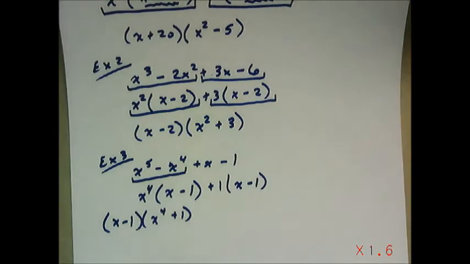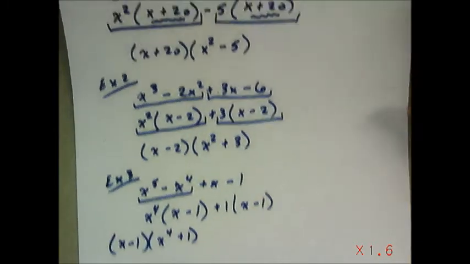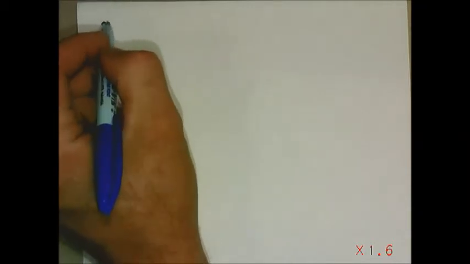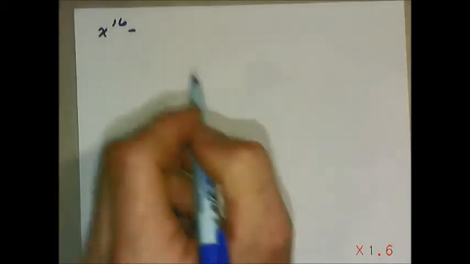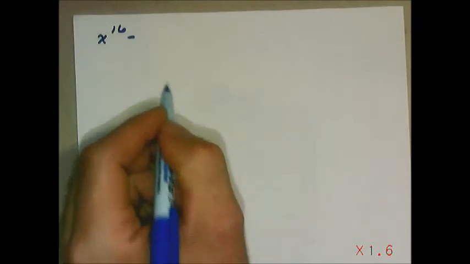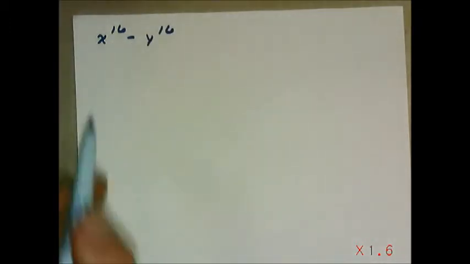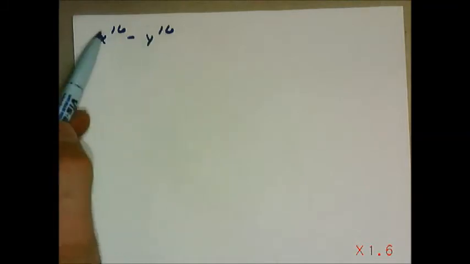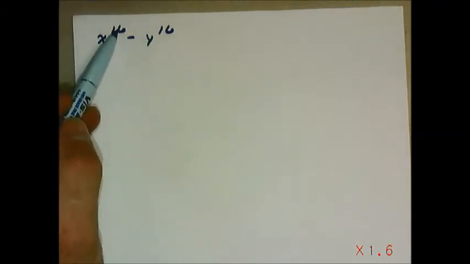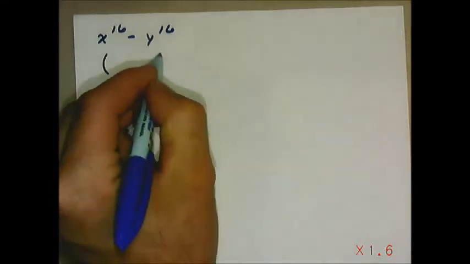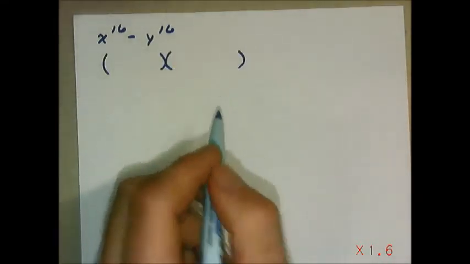Now let's go ahead and look at a couple of factoring problems where we have a larger degree polynomial. This can be quite interesting and quite fun and honestly quite long, so we'll keep it small. x to the 16th minus y to the 16th. If I look at this one, we should see that we have the difference of perfect squares. x to the 16th is a perfect square, and y to the 16th is a perfect square. So we're going to factor this.